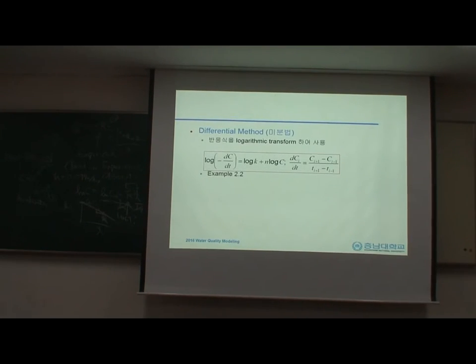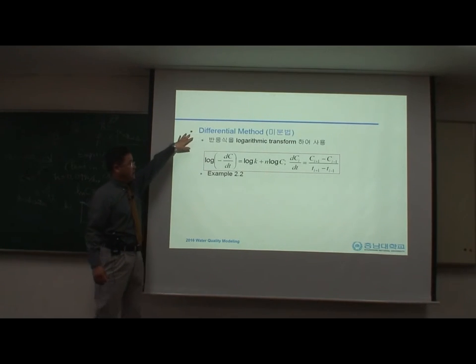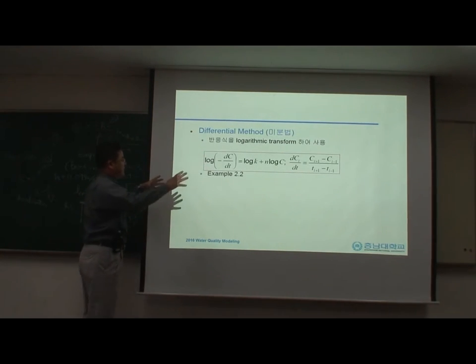Okay, then secondly, we talked about this integration method. It's a little bit cumbersome because I have to try first order, second order, and then compare R square and so on. Why don't we just try to get it in one shot? So that's the differentiation method. I want to divide my equation a little bit further.